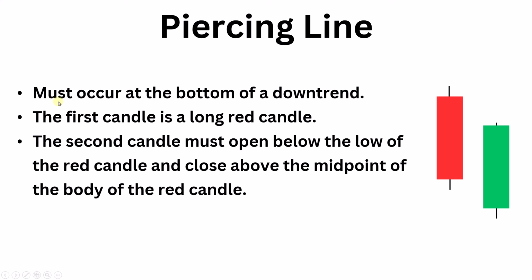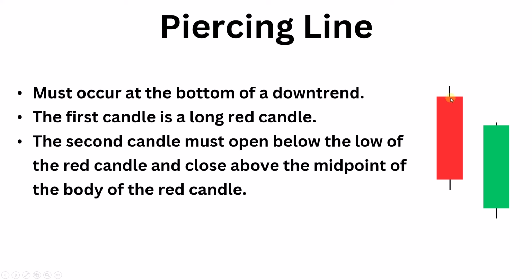First is that it must occur at the bottom of a downtrend, meaning the price should have been coming down from past few candles. The downtrend must be there, and at the end of the downtrend this pattern must form. In this pattern, the first candle is a long red candle.